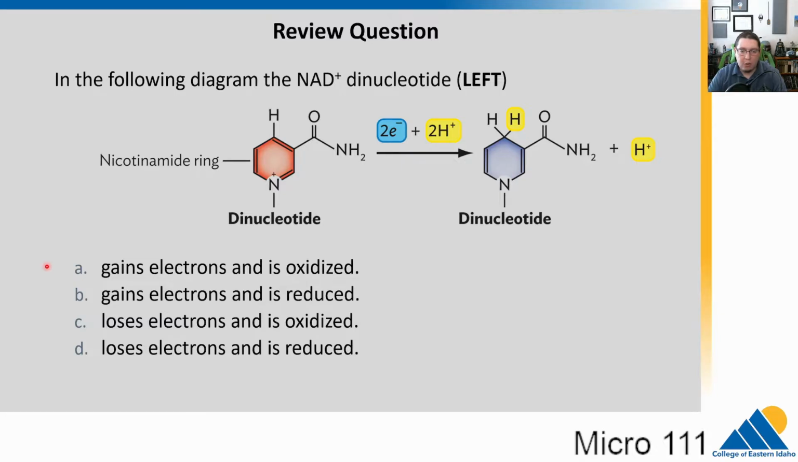Okay, the answer would be B. It gains electrons, which means it is reduced. So this molecule here is gaining 2 electrons, as well as 2 hydrogen ions, and is becoming reduced through this process. Remember, gain of electrons is reduction. That means this is a higher energy state, and we're storing some energy that has been transferred to it.